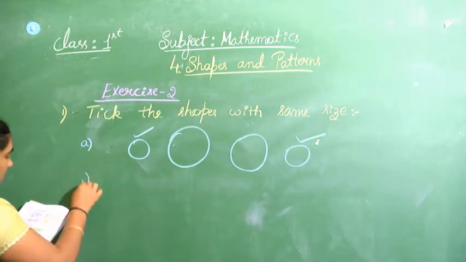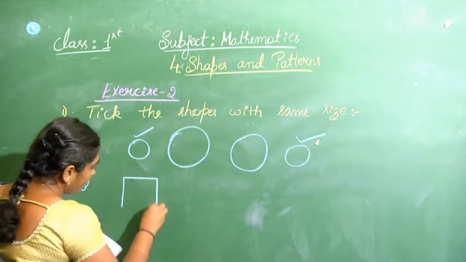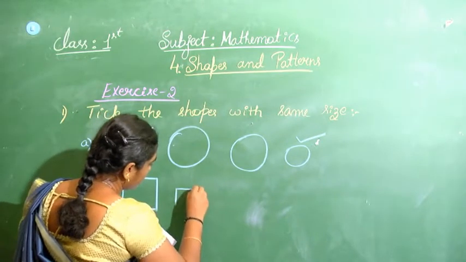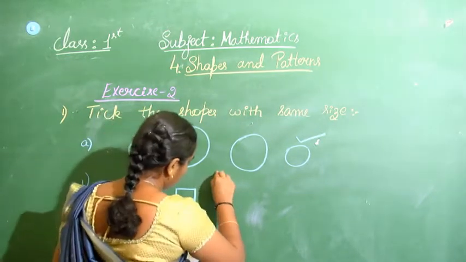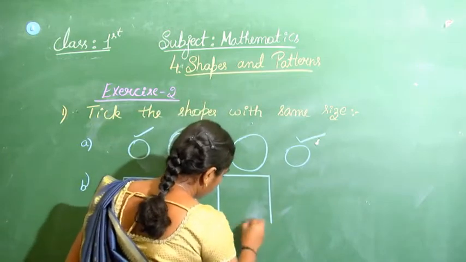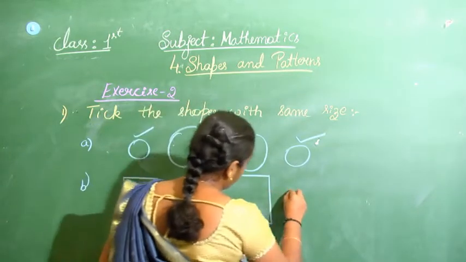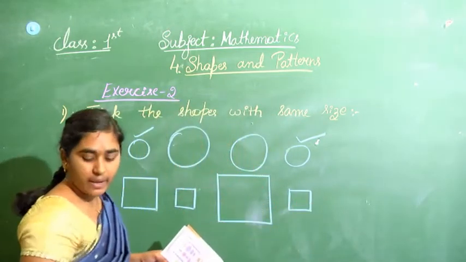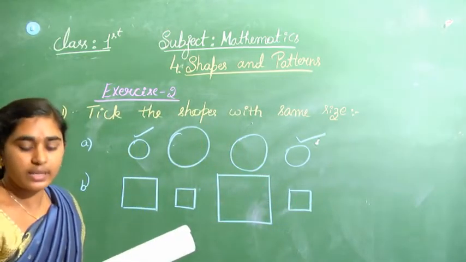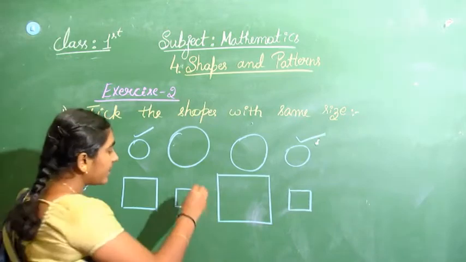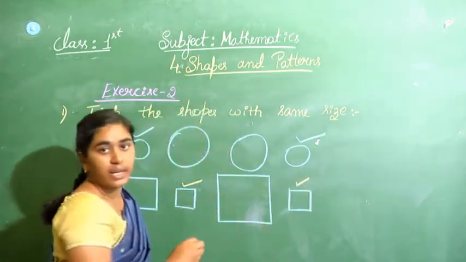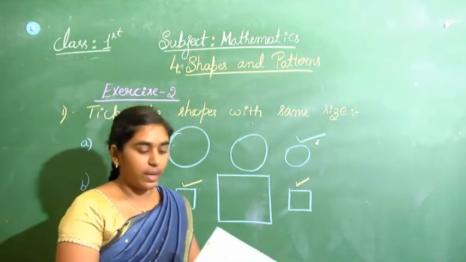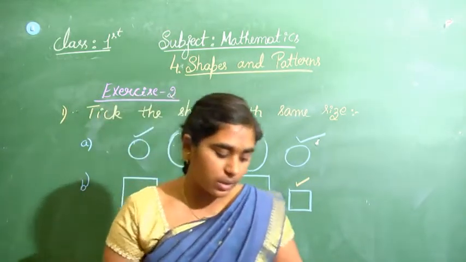Second one we have squares. Which two squares are looking similar? Second and fourth. Like this, which one is looking similar? You need to tick that shape. Now the remaining two, you can solve that.